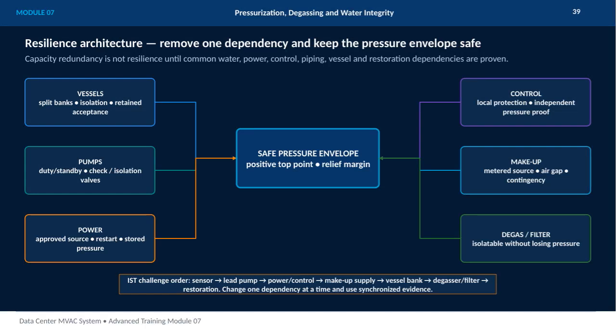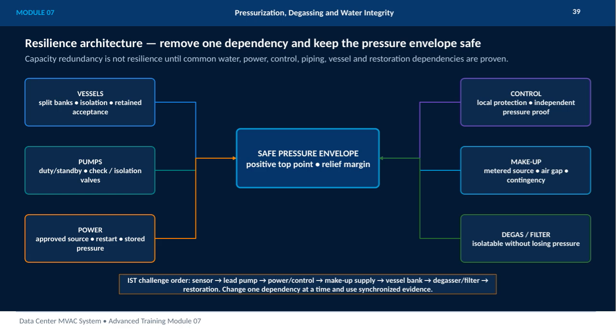Here, we focus on building a truly resilient pressurization system by removing single points of dependency while maintaining the safe pressure envelope. It's important to understand that simply having capacity redundancy isn't enough unless all common dependencies, like water supply, power, control systems, piping, vessels, and restoration processes, are independently verified and proven reliable. We do this by addressing each key component.